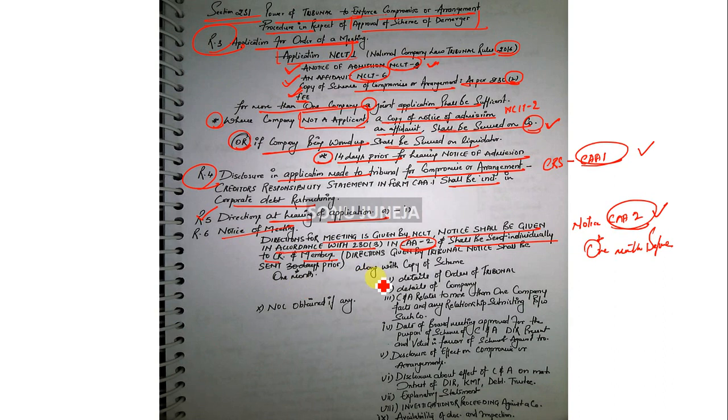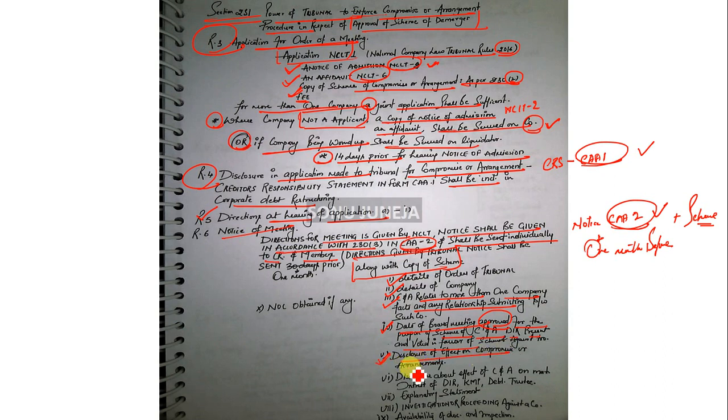Moving further, along with the copy of the scheme, it shall be accompanied with the scheme, and the scheme shall have the following details: details of the orders of the tribunal, details of the company, whether the compromise relates to more than one company, facts and relationship subsisting between such companies, date of the board meeting approving the scheme of compromise or arrangement, and the directors present and voted in favor of the scheme of arrangement. So I have to mention who all were in favor.